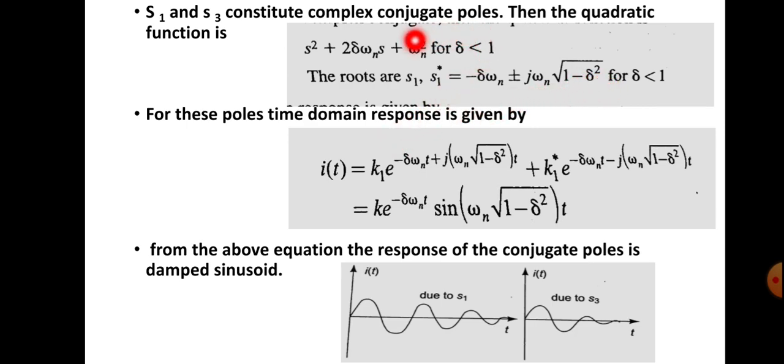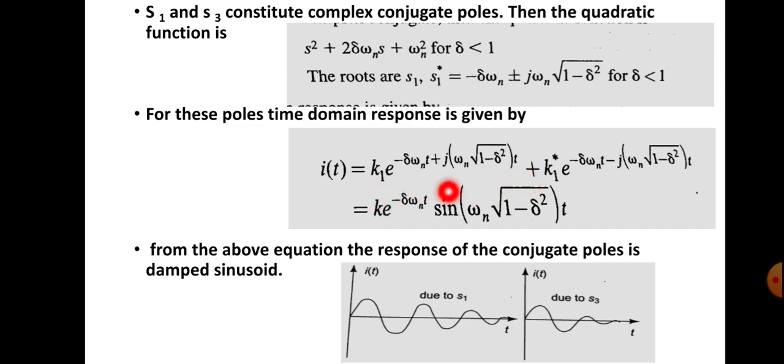So in such cases, when the poles are complex conjugate poles, we will get the time domain response in the form I of t equal to, similar to the previous case, but instead of S2 and S4, we have to substitute the roots s1 and s1 conjugate. That means the response will be k1 into e raised to minus delta omega n plus j omega n into square root of 1 minus delta square t, plus the other root, k1 conjugate into e raised to minus delta omega n minus j omega n into square root of 1 minus delta square into t. Here e raised to minus delta omega n into t is common in both terms, so we can take it outside.